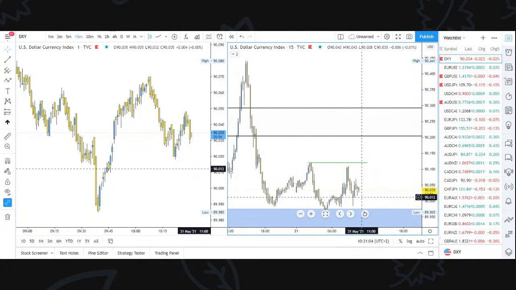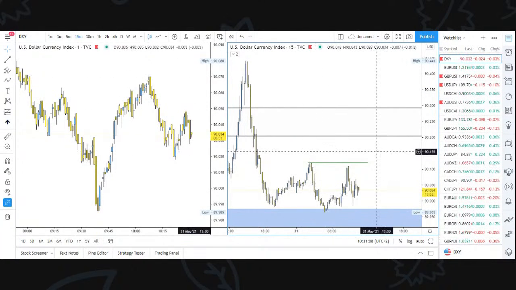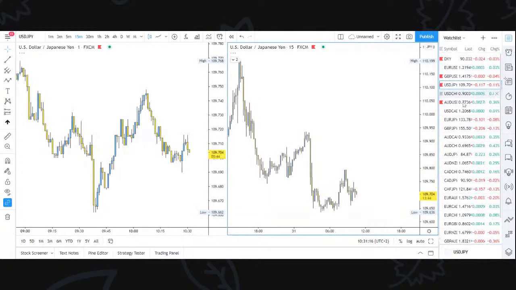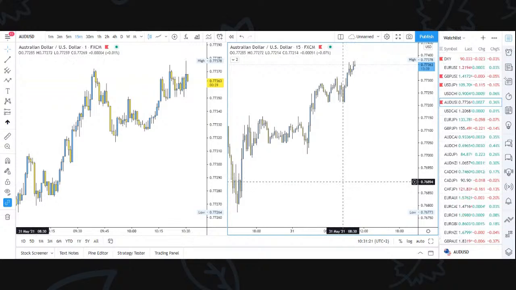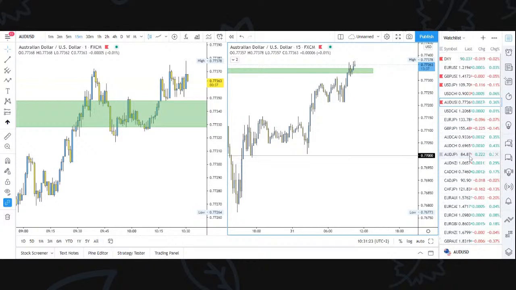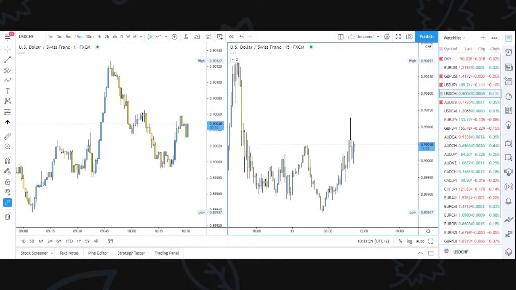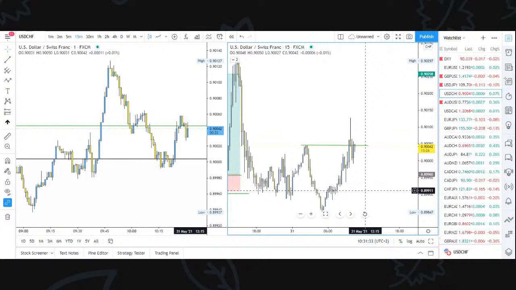Technically, the dollar is stuck in between these two. I don't know if you want to say it's a range, but we're not making any lows and we're not making any highs, which is the problem that I'm having right now. It's a very, very quiet day for me in the markets. But it's fine. The days will come, the weeks will come where we chilling, man. You know what I mean?